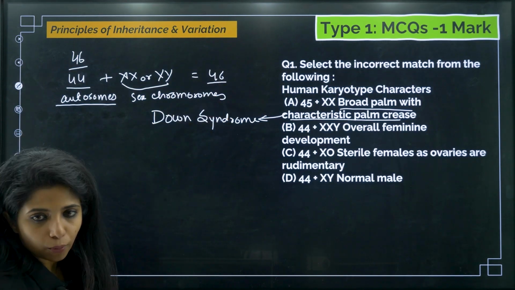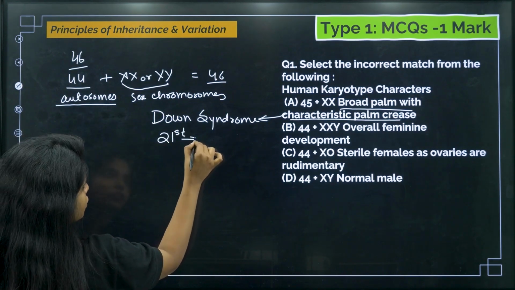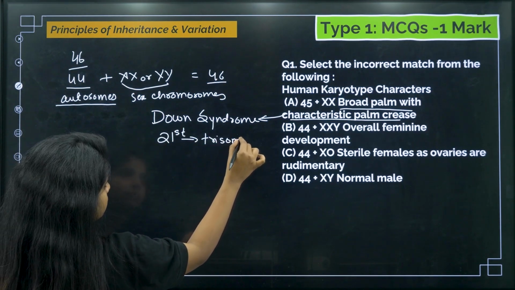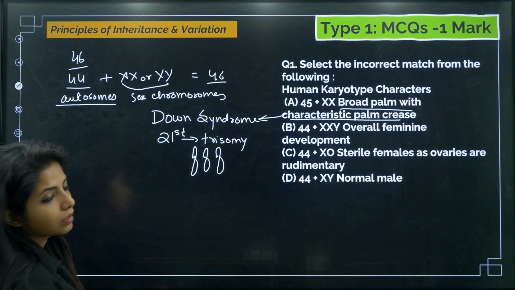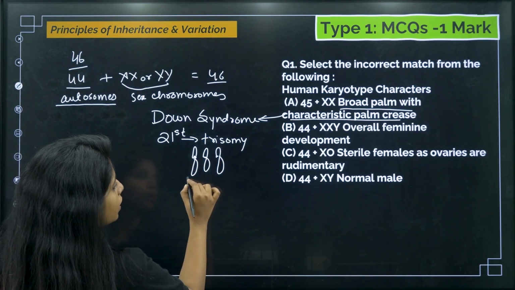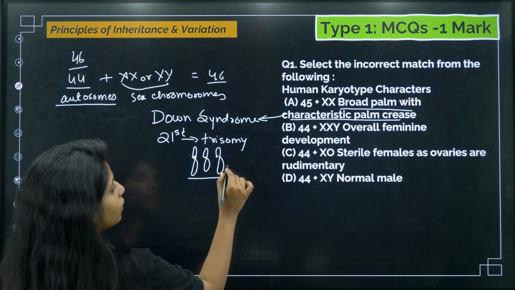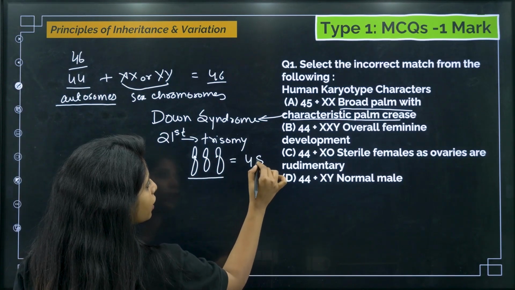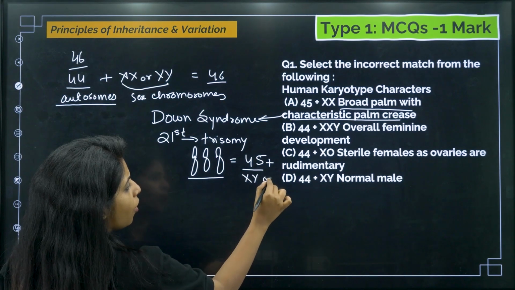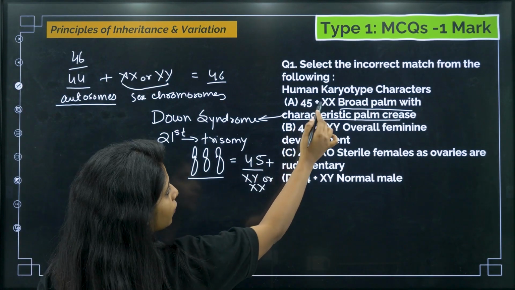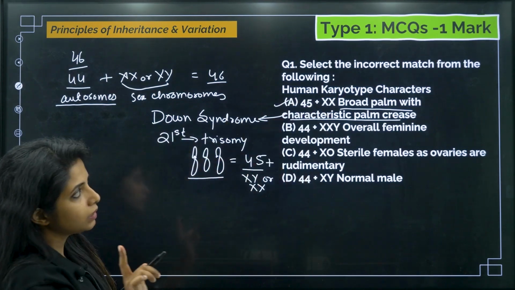In the case of Down syndrome, the 21st chromosome has trisomy. As in, we get 1 from father, 1 from mother, and basically here we are having 3 of them. How many? 1, 2, 3. So instead of having 44 autosomes, they will have 1 extra, so it will be 45. It will be 45 plus XY, or it can be XX. In this case, it is written 45 plus XX, so this is a female who has Down syndrome. So this is correct. It does not have any problem.